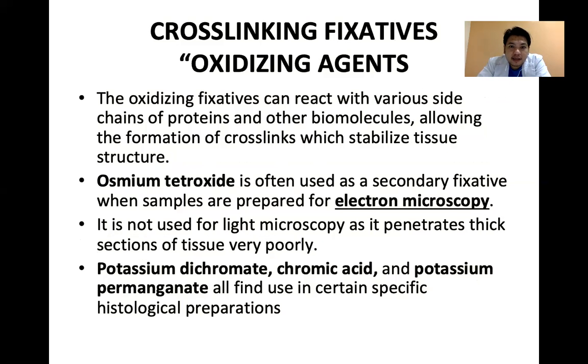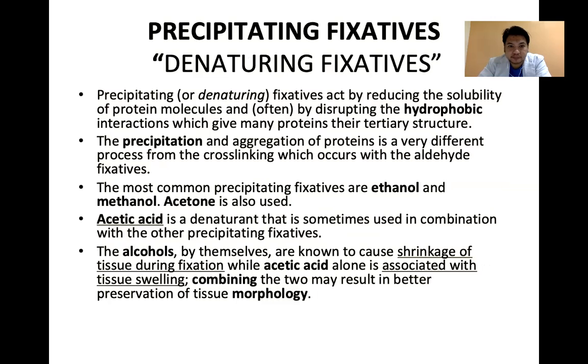Next is oxidizing agents, for example osmium tetroxide. It can react with various side chains of proteins and other biomolecules, allowing the formation of cross-links which stabilize tissue structure. Osmium tetroxide is often used as a secondary fixative when samples are prepared for electron microscopy.